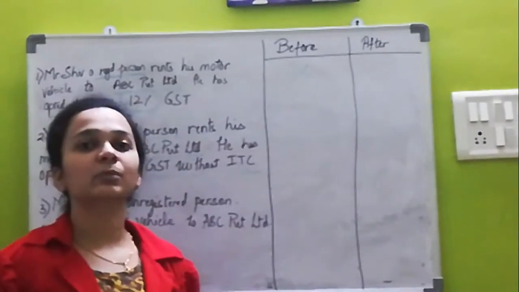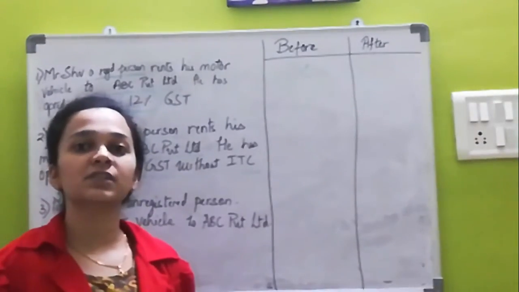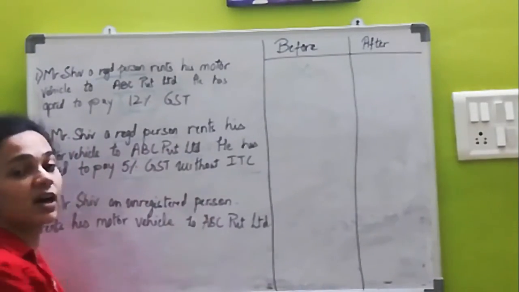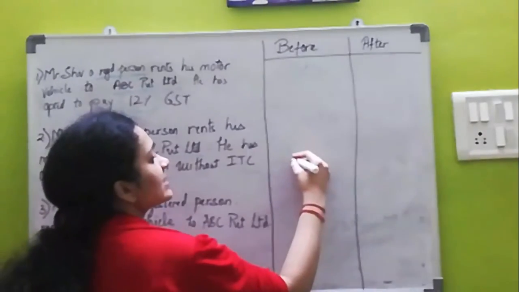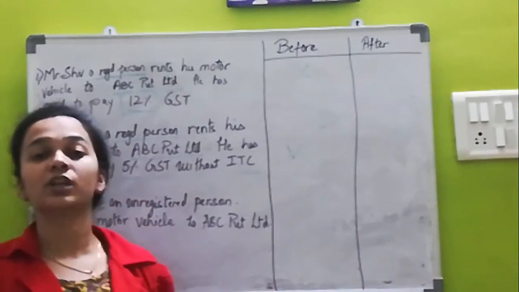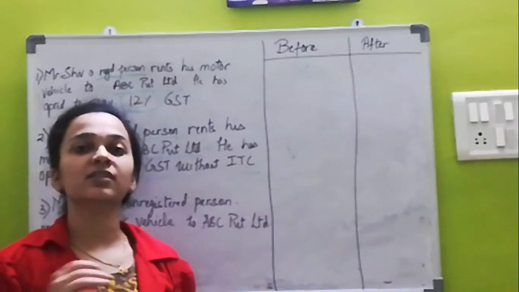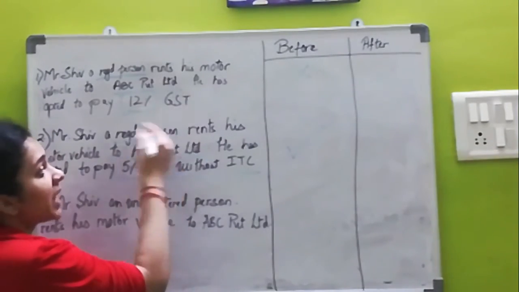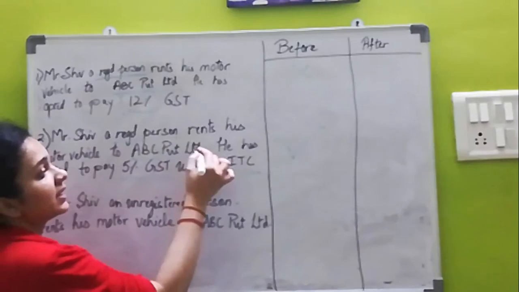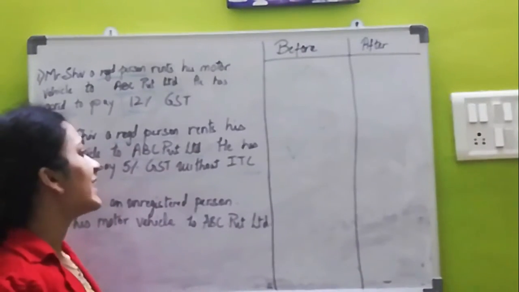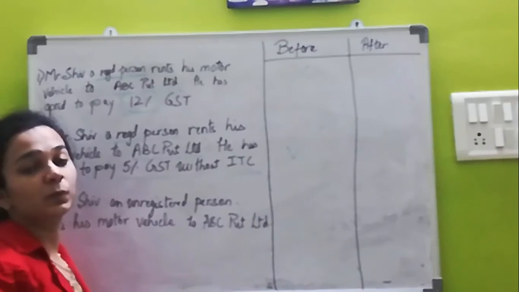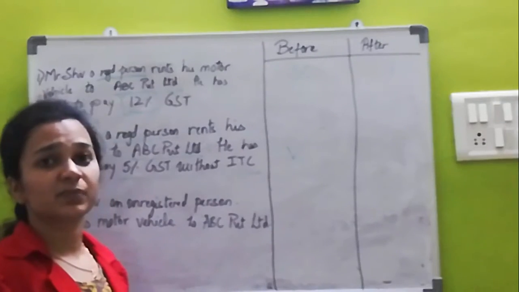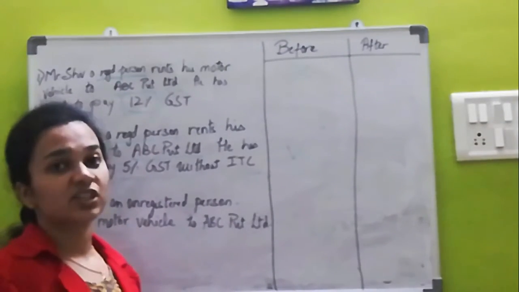That is, he can claim input tax credit only on the input service which is in the same line of business. So this is the situation which is covered under reverse charge, and yes, in this situation ABC Private Limited, that is the body corporate, will have to pay tax under reverse charge basis because all the three conditions have been satisfied. That is, the supplier is a person other than body corporate, the recipient is a body corporate, and the supplier has opted to pay tax at the rate of 5%. So this is covered under reverse charge mechanism.